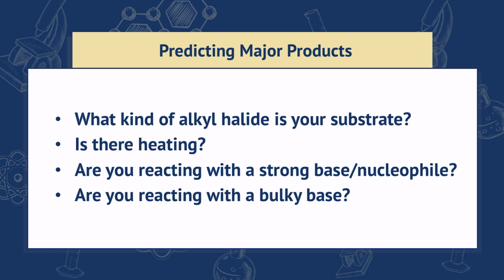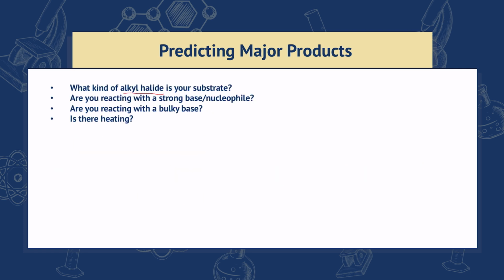So now, let's move on to the bulk of our discussion for today, which is predicting major products. There are 4 questions that you have to consider in predicting the major products. Number 1, what kind of alkyl halide is your substrate? Second, is there heating? Third, are you reacting with a strong base or nucleophile? Or lastly, are you reacting with a bulky base? What kind of alkyl halide is your substrate, and is it an alkyl halide in the first place? Because if it's not an alkyl halide, then no reaction.